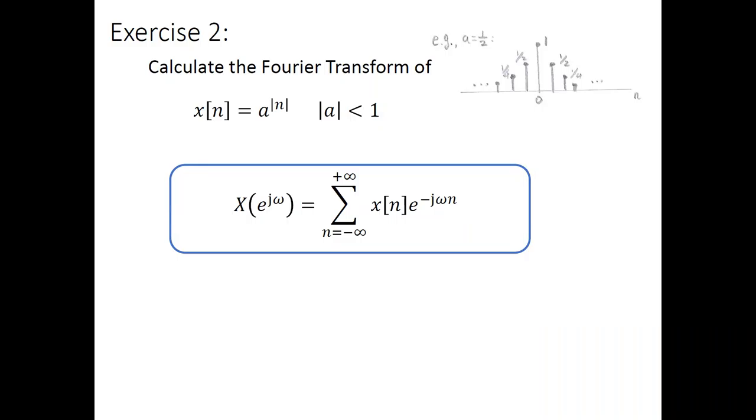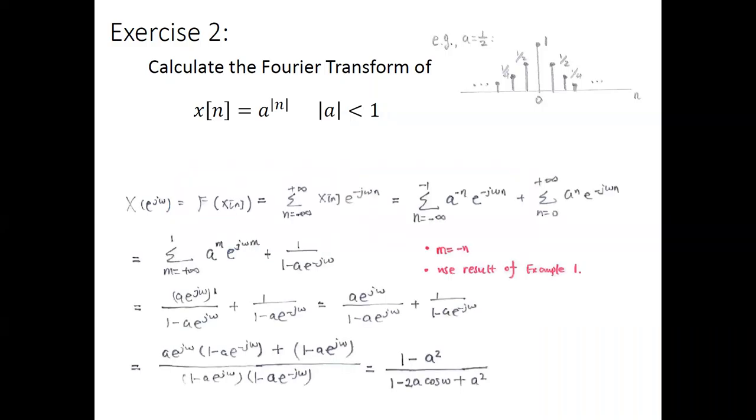Okay, so how to solve this problem? Again, we apply the standard formula, replace x of n with a to the power of the absolute value of n. We need to discuss whether n is non-negative or negative. When n is negative, the absolute value of n is minus n, right? n is a negative number, minus n is a positive number. It's the absolute value. So a to the power minus n, exponential minus j omega n. That's for all the n which are negative. So the summation is for all the n that's negative. For the rest of n which are non-negative, from zero to plus infinity, the absolute value of n is just n itself, so a to the power n.